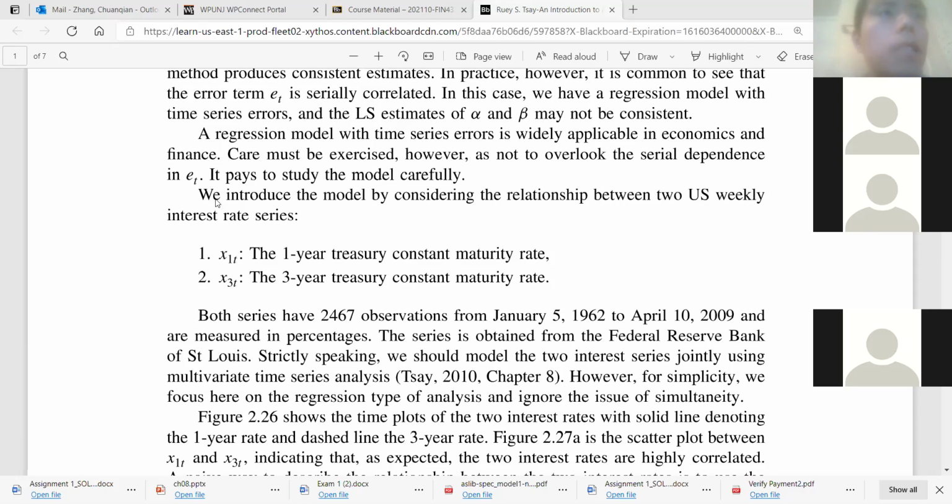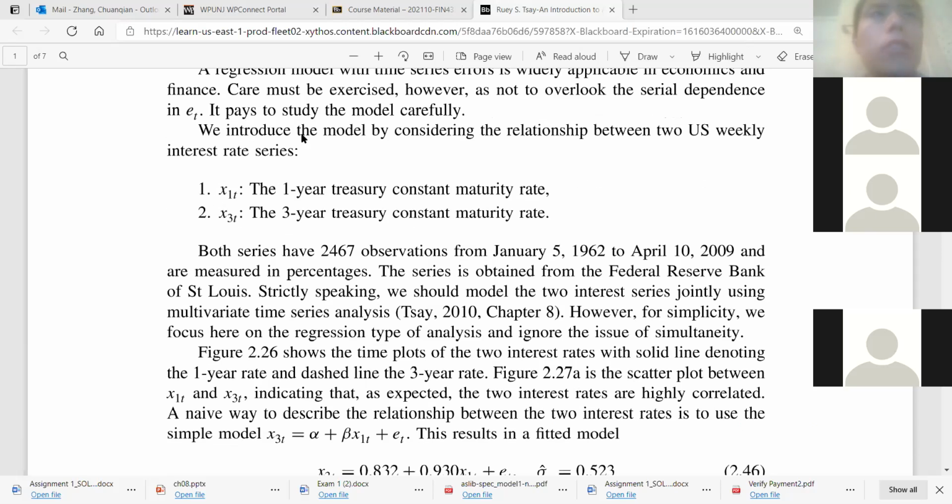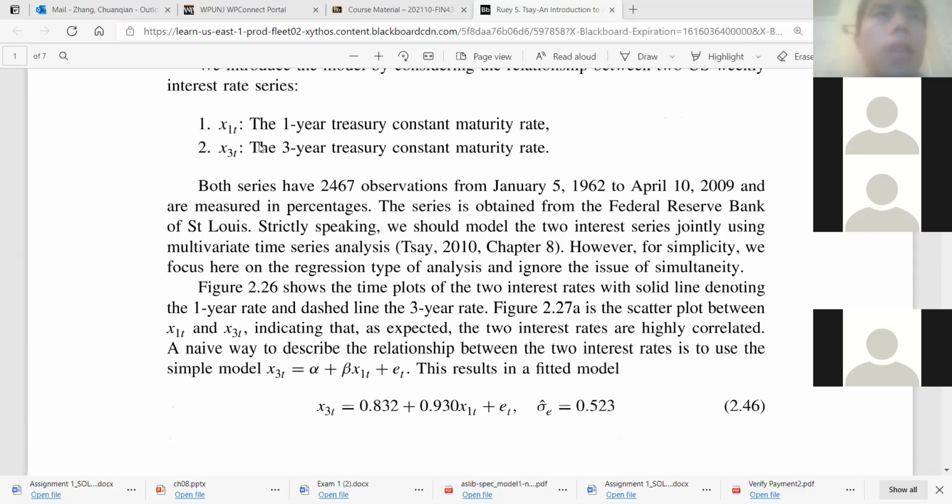Okay, so in this model, the authors introduced the model by considering the relationship between two US weekly interest rate series. One is the 1-year Treasury constant maturity rate, and the second is the 3-year Treasury constant maturity rate. So this model estimates the relationship between the 1-year Treasury rate and the 3-year Treasury rate.